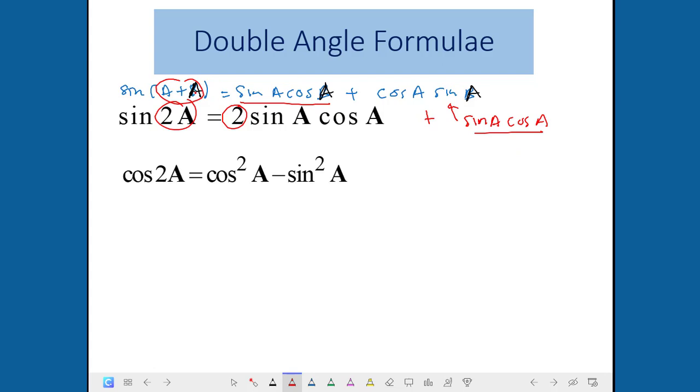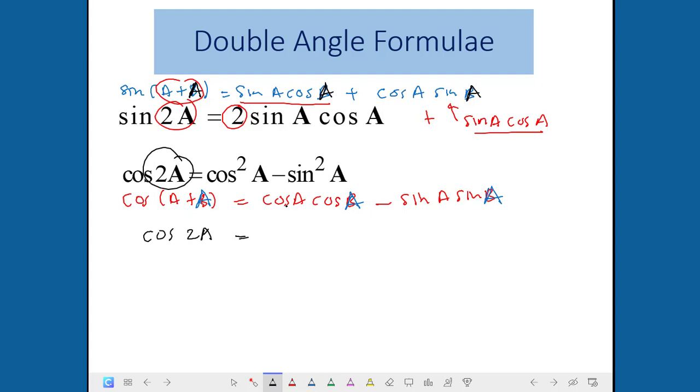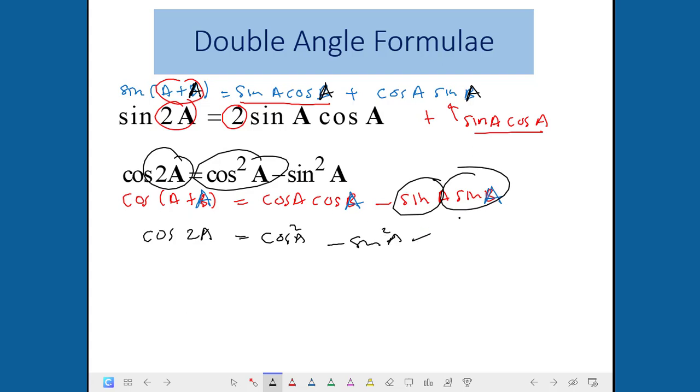For cos, it is the same: you still need to use the compound formula, cos A plus B equals cos A cos B minus sin A sin B, and then change B to A. Now the answer is cos 2A equals cos squared A minus sin squared A. You still need to use the compound angle formula, just replace the angle B with A.